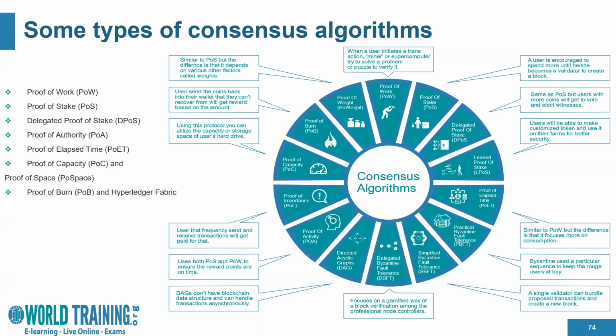It all depends on the frequency of sending and receiving transactions, and users get paid based on that. Proof of capacity utilizes, using this protocol, the storage space of a user's hard drive. That's how we call it proof of capacity.